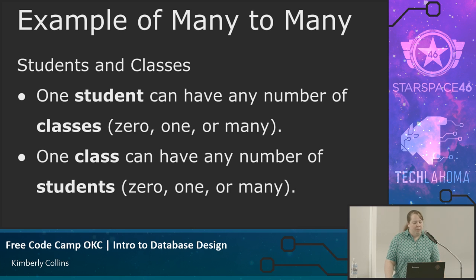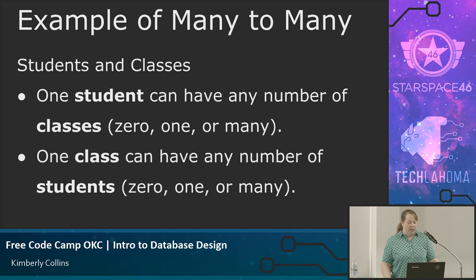The classic example of this is students and classes. One student can have any number of classes. I might not be taking any classes this semester. I might be taking exactly one or more than one, and we use the term many to mean that. Even if it's not a lot, if it's only 2, we still call that many. And the reverse is true.